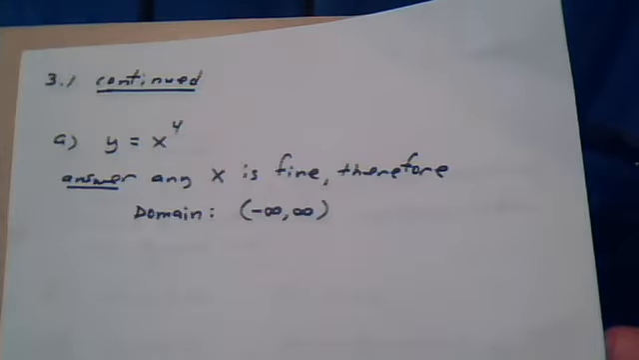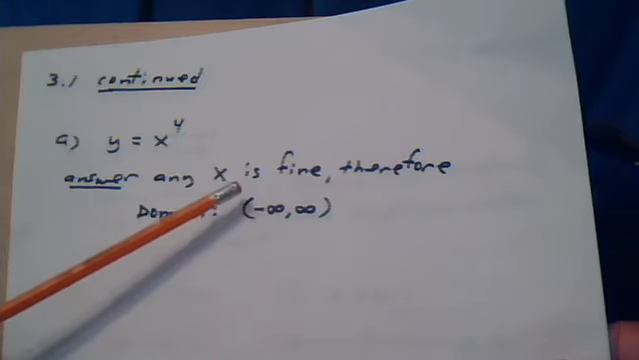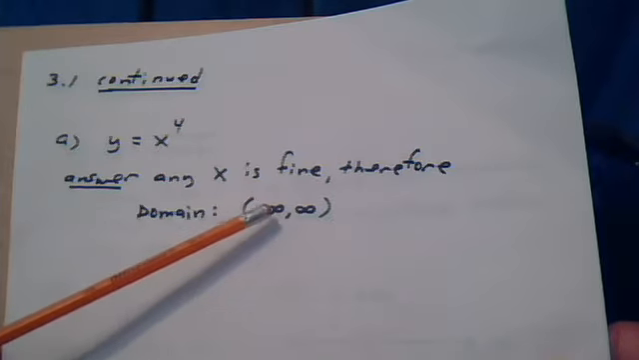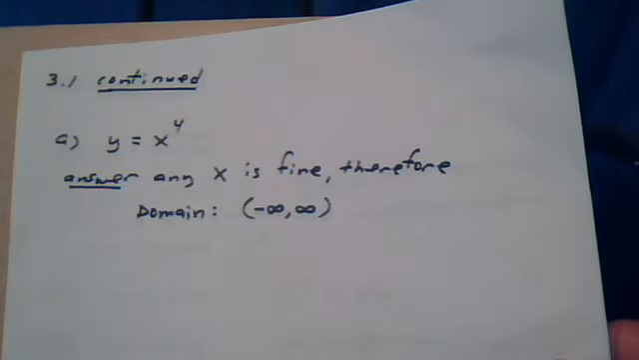A, y equals x to the fourth. Any x is fine here. Therefore, in interval notation, the domain is parentheses, negative infinity, comma, positive infinity, close parentheses. Infinity always gets parentheses since we are approaching infinity, but we never get there.